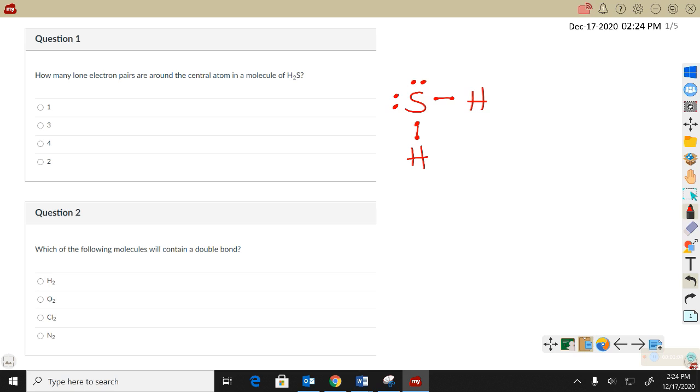There are 4 bonding electrons and 4 non-bonding electrons. Or we could say that there are 2 lone pairs of electrons. Lone pairs meaning they're kind of all by themselves. They're not in a bond.